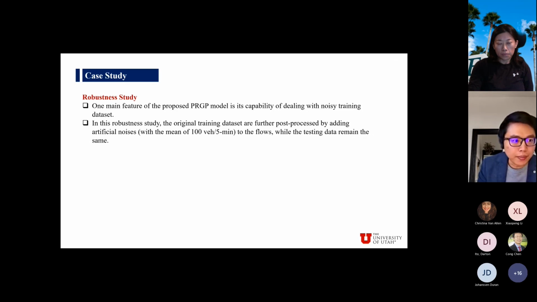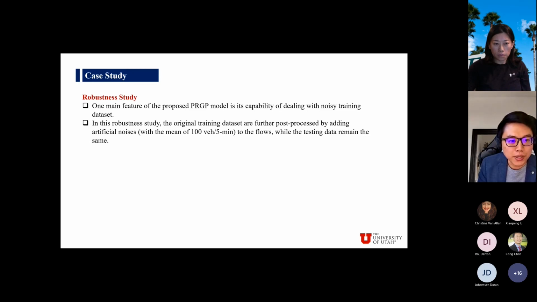But if your model performance is only slightly improved, why bother bringing this model into application, right? So that's why in this robustness study, we want to examine one of the main features of the proposed PRGP: dealing with noisy training data sets. In the previous case study, we got the data from UDOT and we cleaned it, so we made sure the data quality was good enough. That's why we have a very good performance for those pure machine learning models.